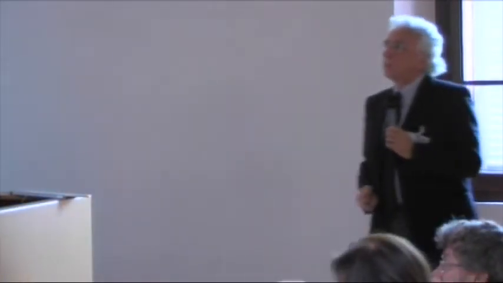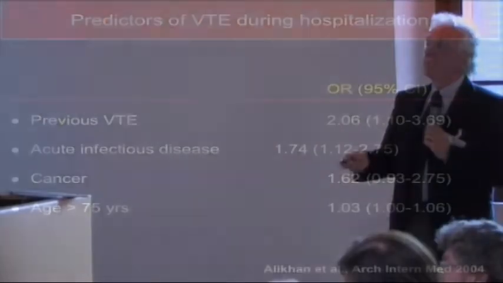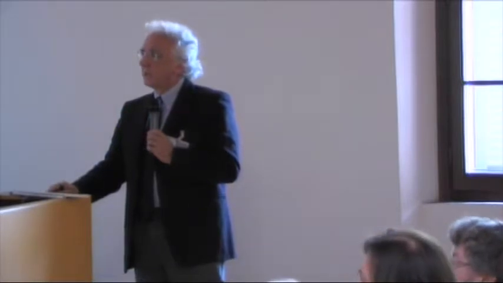And what about patients that are hospitalized for different reasons? And what about the reasons for getting a VTE in these patients? Again, we have the acute infectious disease, 1.74. Immediately after previous VTE, which is a well-known risk factor for venous thromboembolism, and even before what people are concerned about, I'm talking about cancer. So again, we are talking about consistent data across the literature.